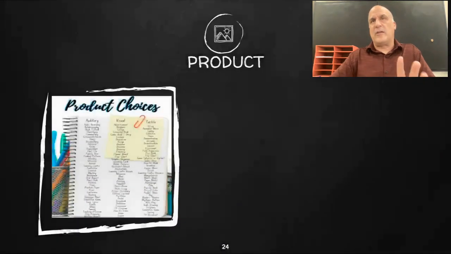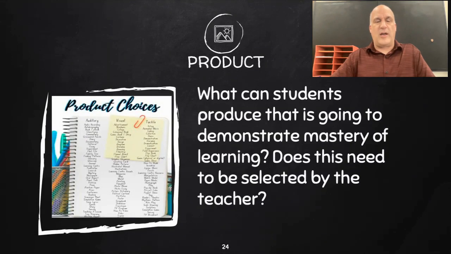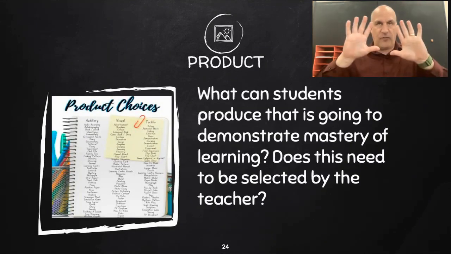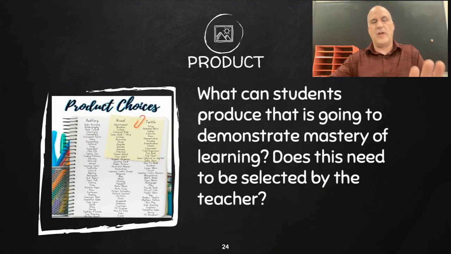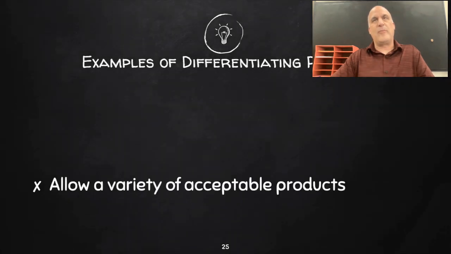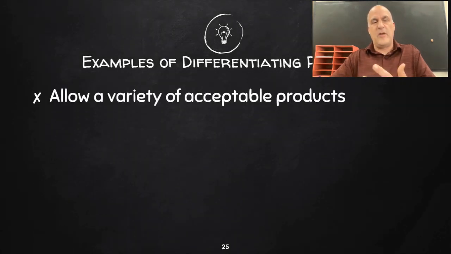The second thing I want to, the idea of differentiation is in product. And of course, this is what can students actually produce that demonstrates mastery. And sometimes, does it demonstrate beyond mastery? Now, a lot of times the teacher is the one that is choosing the products, but what I want you to consider is what if we allowed students some say so in these products? So here's some examples of differentiated products, giving them a variety of acceptable products.